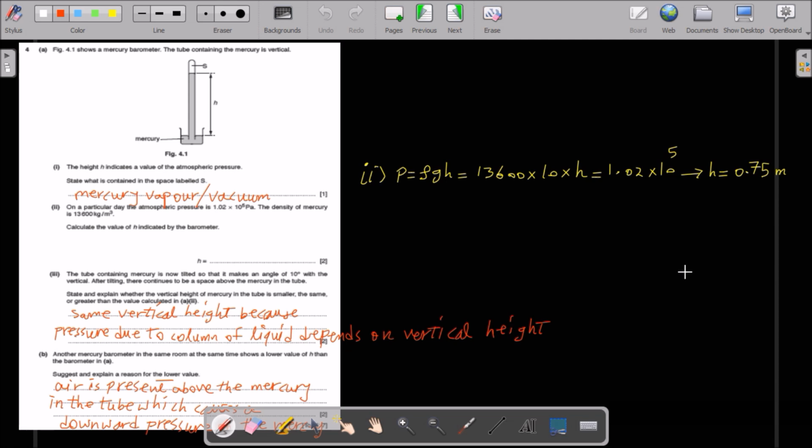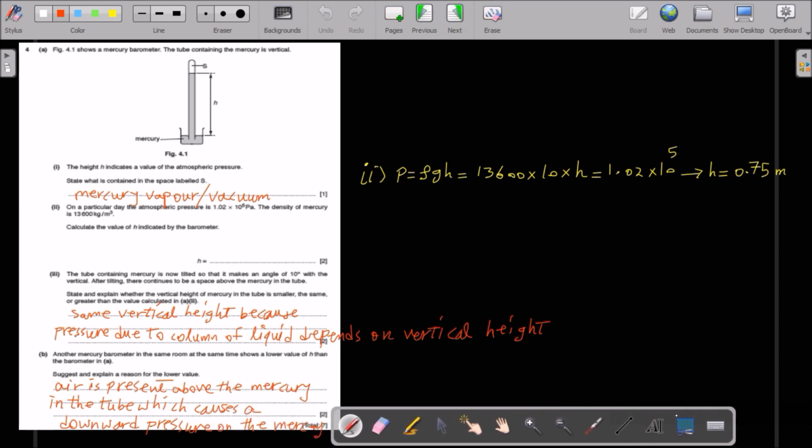Another mercury barometer in the same room at the same time shows a lower value of H than the barometer in A. Suggest and explain a reason for the lower values. So we can say that air is present above the mercury in the tube, which causes a downward pressure on the mercury. That's why it shows a lower value of H.